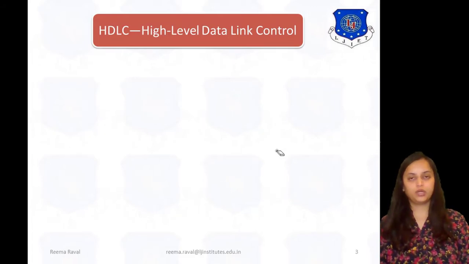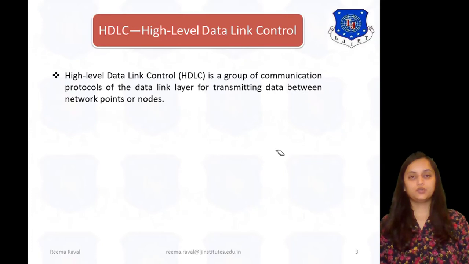This is a group of communication protocols of the data link layer for transmitting data between network points or nodes. Since it is a data link protocol, data is organized into frames. A frame is transmitted via the network to the destination that verifies its successful arrival. It is a bit-oriented protocol that is applicable for both point-to-point and multi-point communications.